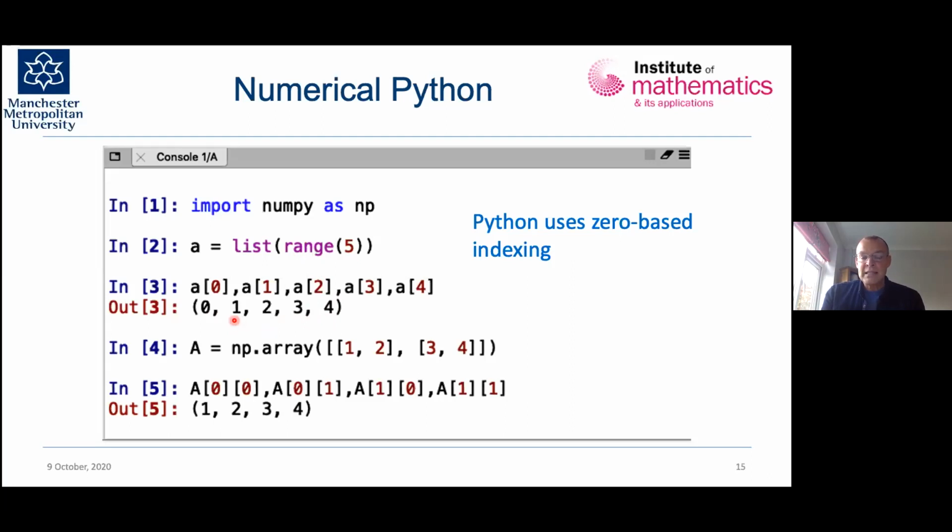To access the elements in a list, we do A and then square bracket 0. This gives us the first element in the list. A1 will give us the second element in the list. A2 will give us the third element in the list. A3 would give us the fourth element in the list. And finally, A4 would give us the fifth element in the list. So whenever you're using Python, it's important to get your heads around this zero-based indexing.